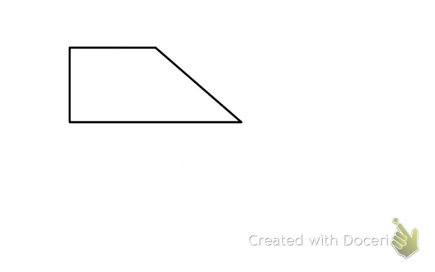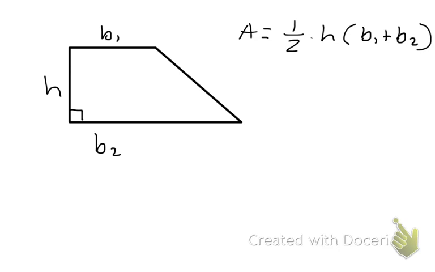This is a trapezoid. For a trapezoid, the formula is area equals 1/2 times the height times the sum of the bases. Alright, 1/2 times the height times the sum of the bases. The bases will always be parallel to each other. They will be on the top and bottom. And the height, again, will be perpendicular.